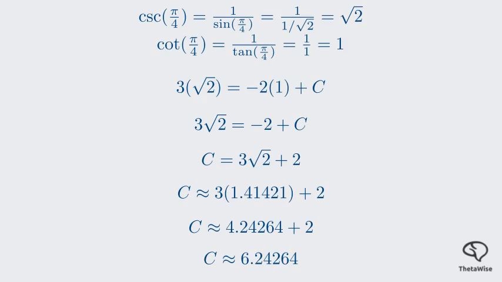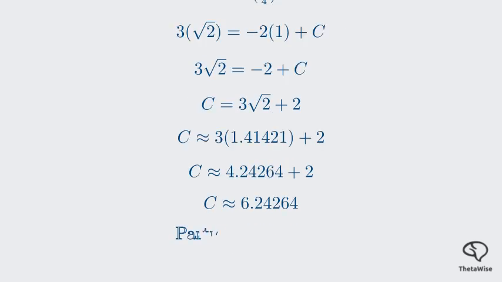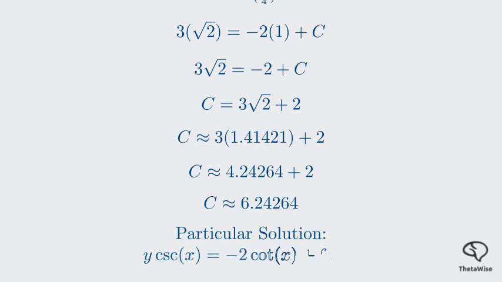Finally, we substitute this value of c back into our general solution to get the particular solution. Our final particular solution is y cosecant x equals negative 2 cotangent x plus 6.243, rounded to 3 decimal places. This is the unique solution that satisfies both the differential equation and the initial condition. Comparing our answer to the provided memo, we see that the steps and the final result match perfectly. This confirms our solution is correct.